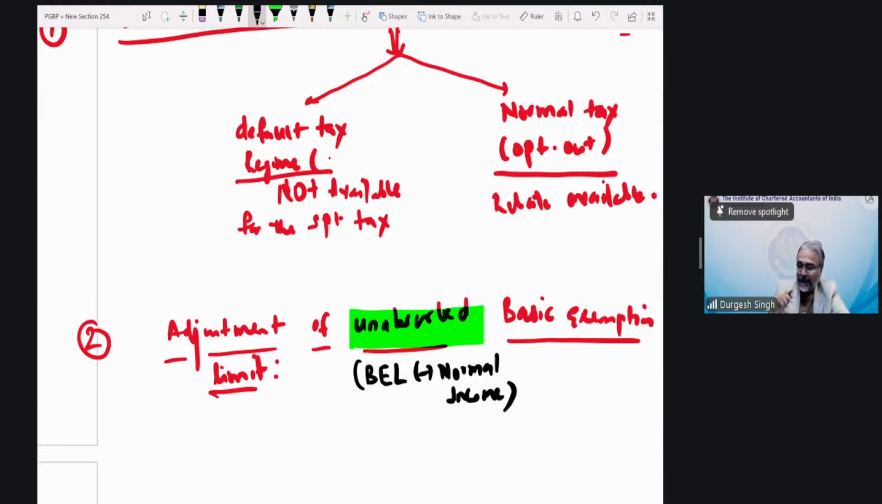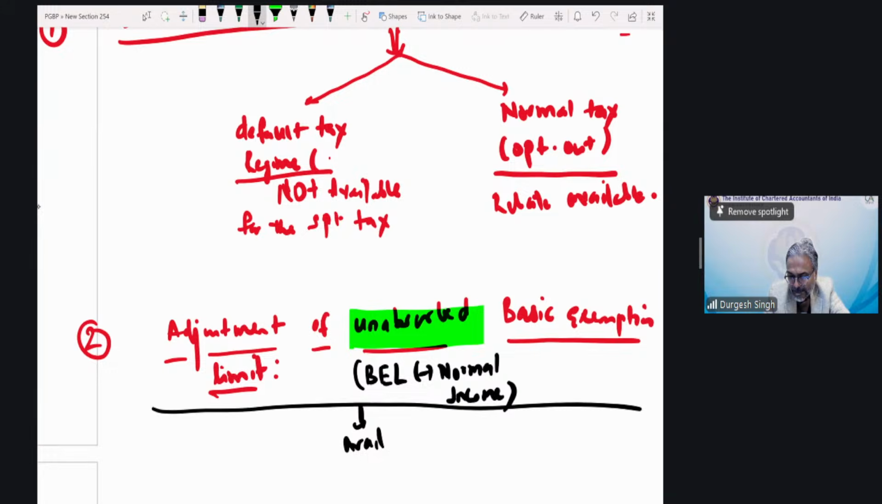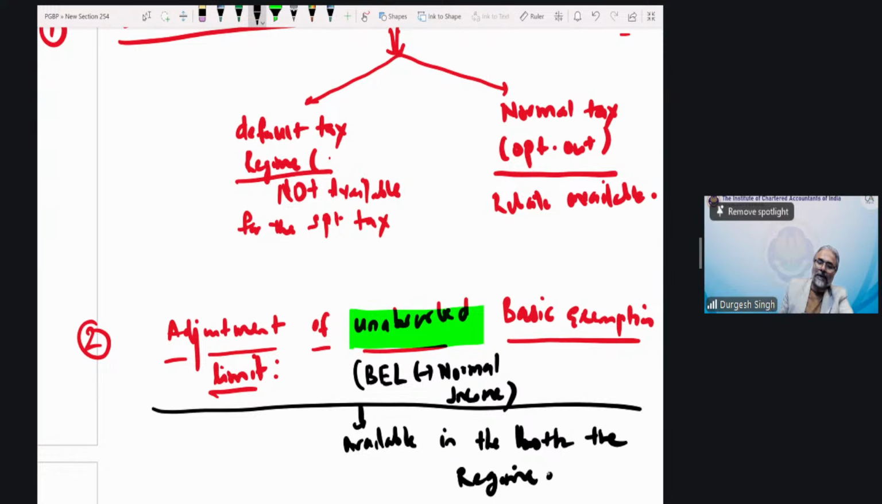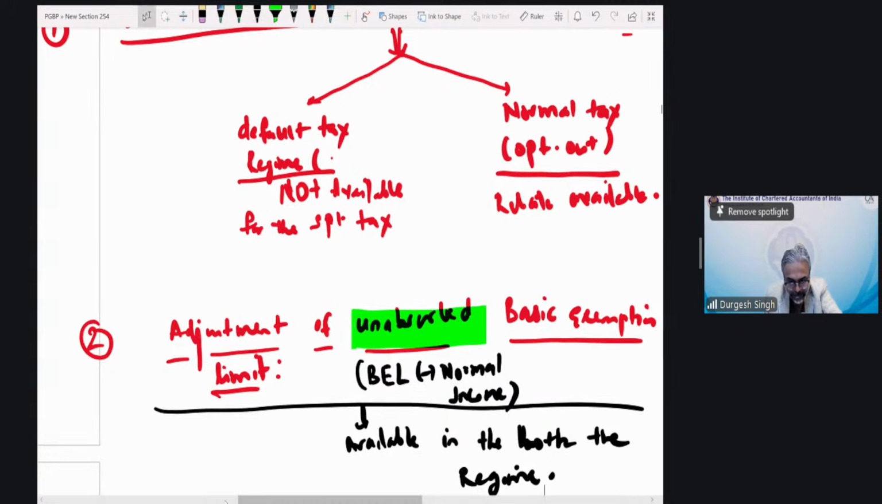The question is whether this adjustment that we are talking about is available in both the schemes. Both the schemes means both the regimes, whether it is default or normal. I hope that all of you are clear with this one, students. Every one of you. Fine?